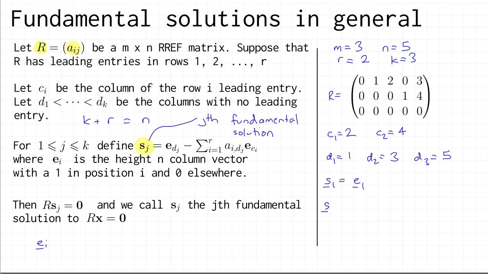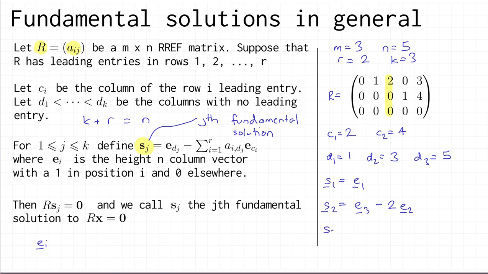Okay, next, second fundamental solution. So the first term in this fundamental solution is E d2, so that is E3. Then I have to sum up something where the terms in the sum get multiplied by the entries in the d2 column. So d2 is 3, so we're looking at this column. So what we get in our sum is minus 2 times E c1, so E2, and then nothing else, because all the other terms in that column were 0.